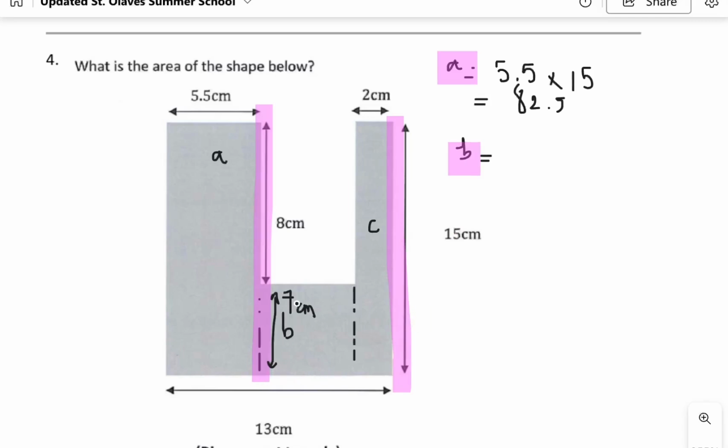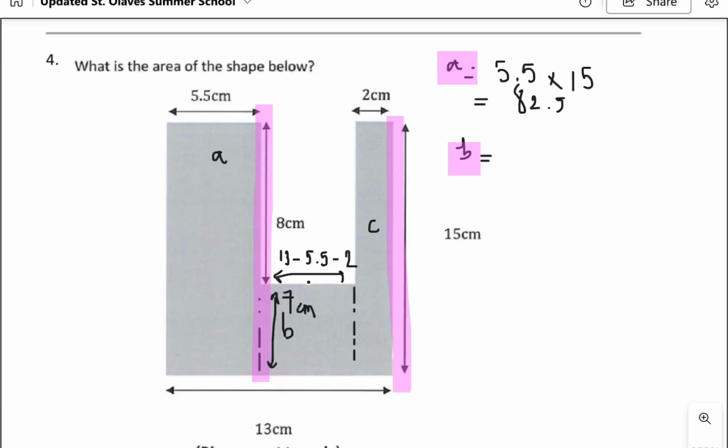Now we need to find out this little length over here. So if we know this whole thing is 13 centimeters, we have 5.5 and 2. So that means this length is going to be 13 minus 5.5 minus 2, because remember, all of them together need to make 13 centimeters. So that means this little length is equal to 5.5 centimeters. That's over here. So this is 7, this is 5. So our area of B is going to be 5.5 multiplied by 7. That gives us 38.5.